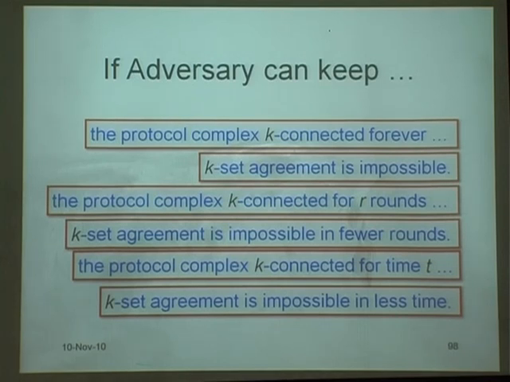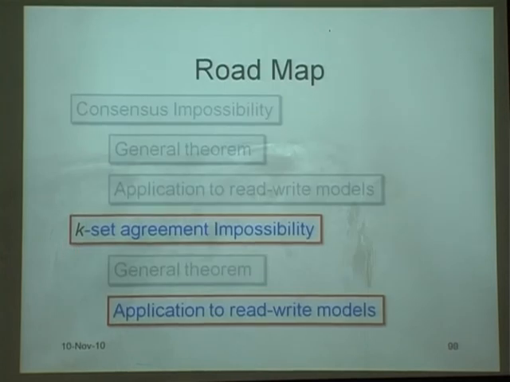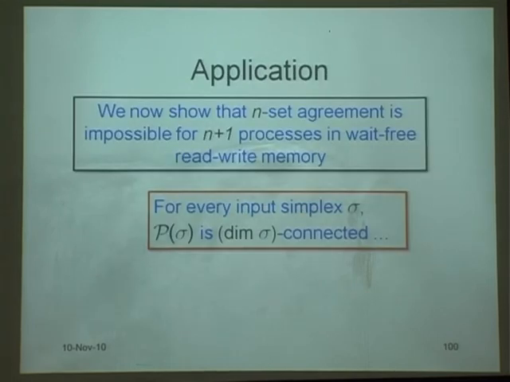For now, we're going to stick with the wait-free read-write memory. What I'm going to do is show that this is true for read-write memory, that in fact we have a fairly strong property. I'm going to show you that for every input simplex sigma, the protocol complex for sigma is connected according to the dimension of sigma, which is enough to show that you can't do any kind of set agreement at all.